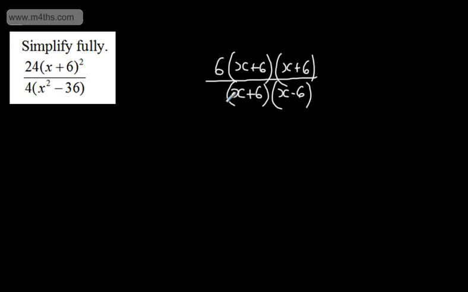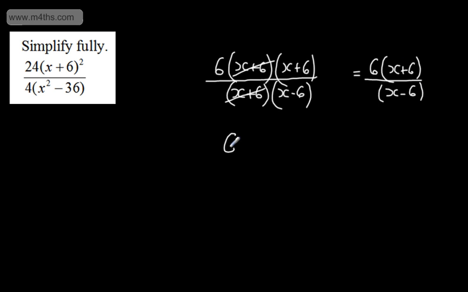We can see that the x plus 6's are going to cancel. We've got 1 in the numerator and 1 in the denominator, so that's going to give me 6 lots of x plus 6 over x minus 6. And again, you can bracket this if you wish. So that now is my final answer.